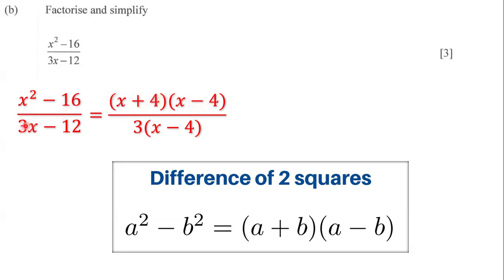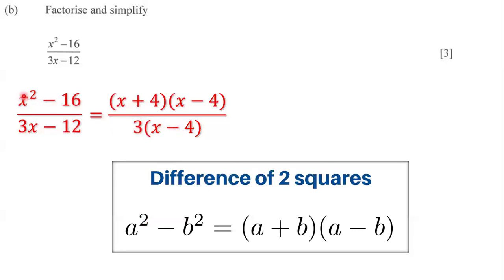Next, we factorize the denominator. And so we say, okay, what term is common in both of these terms, right? So notice that 3 is a factor of 3x, and 3 is also a factor of 12 because 3 times 4 is 12. And so we factor out the 3, and when we factor out 3, we are left with x minus 4 because 3 times x is 3x, and 3 times negative 4 is negative 12.